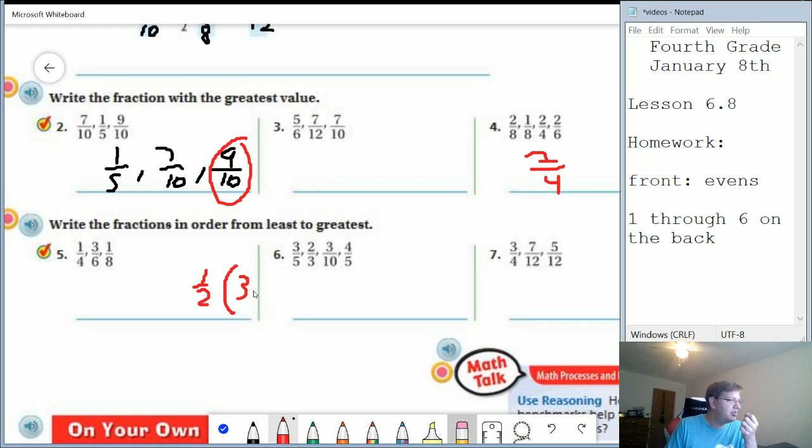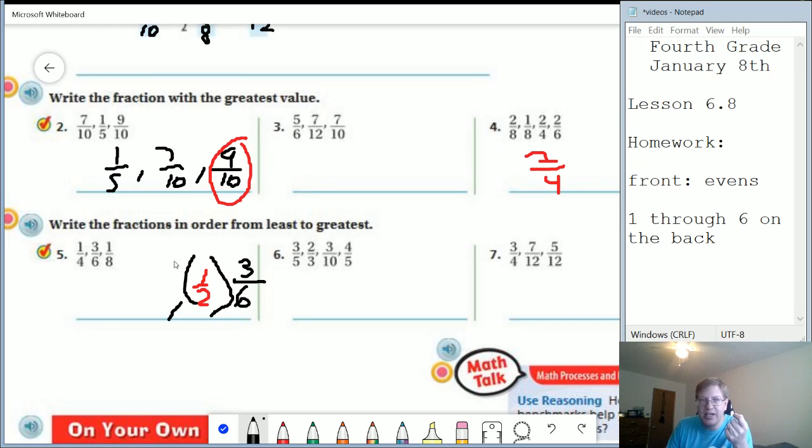I meant to put the 1/2 in parentheses, but we're actually writing 3/6 here. So the 3/6 part's going to be worth exactly 1/2, and then 1/4 is going to be smaller than 1/2, and 1/8 is going to be smaller than 1/4. Okay.